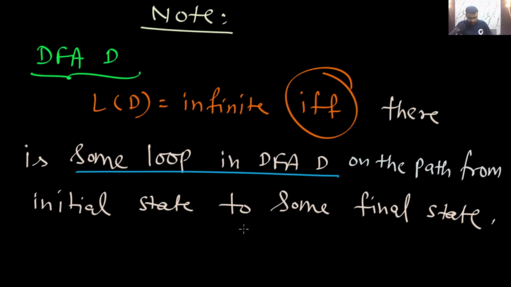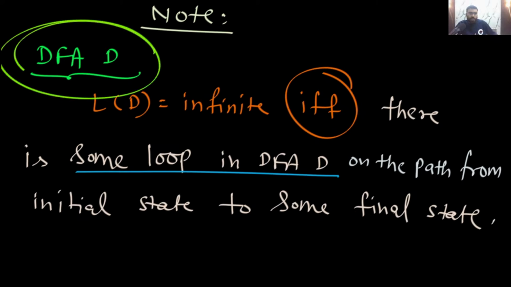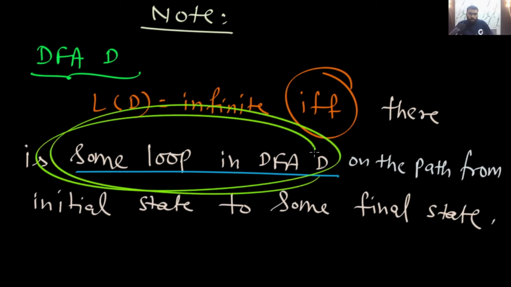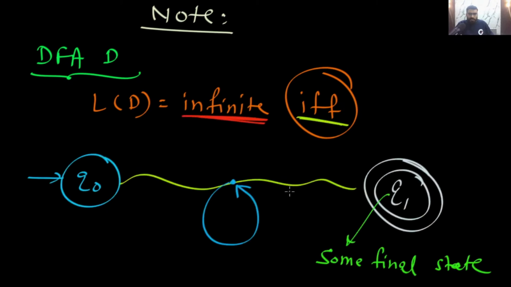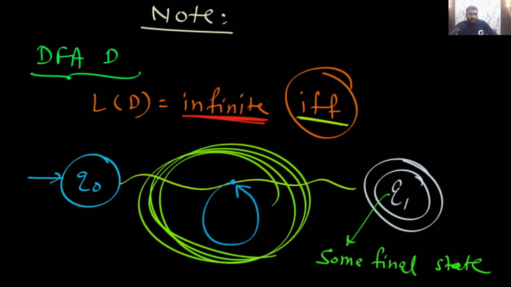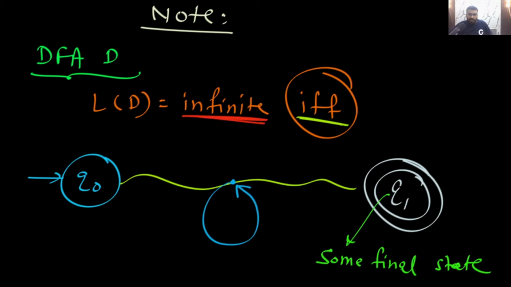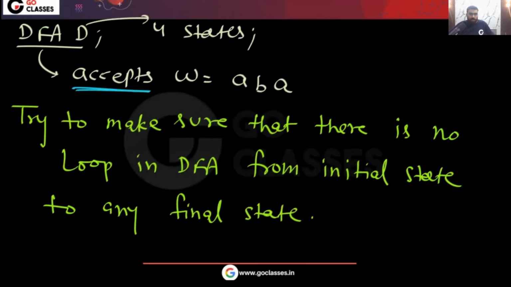I hope you understood. Is this clear? Let me know. This is a very simple point. If you have a DFA, then the language will be infinite if and only if there is some loop on the path from the initial state to some final state. If there is some kind of loop on that path, then in this situation the language will be infinite.